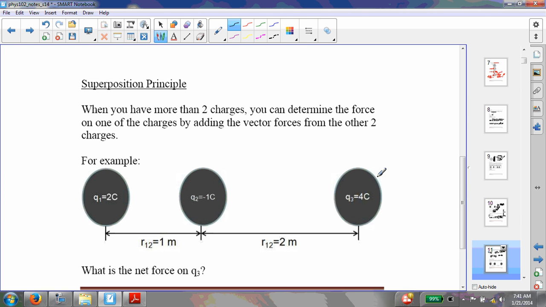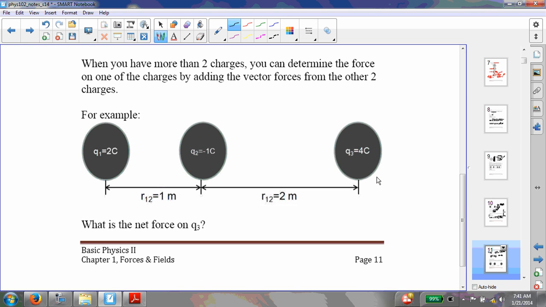So when you have two or more charges, you can determine the force on one of the charges by doing the vector sum of the forces, adding the vector forces from the other charges. So this is a pretty simple one. I have these three charges. I want to know what is the net force on Q3. So first I'm just going to draw the forces. I have two forces acting on Q3, the force due to Q2 and the force due to Q1.